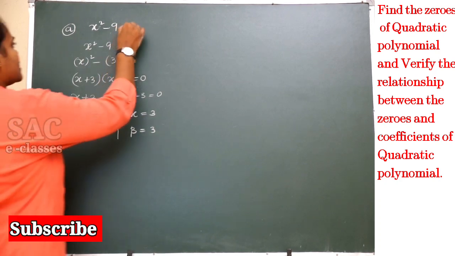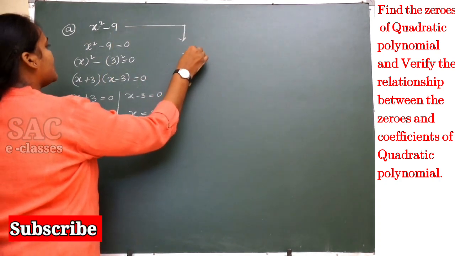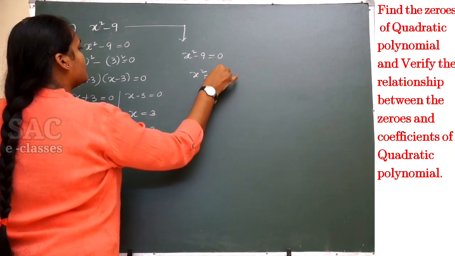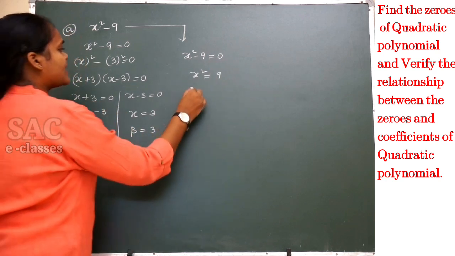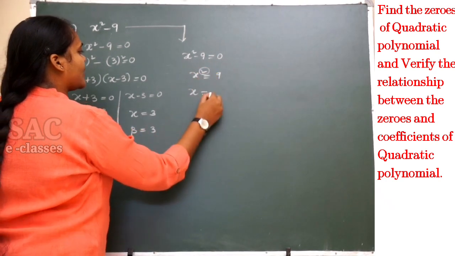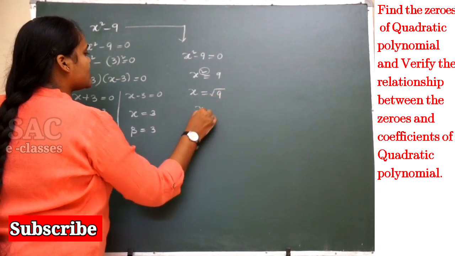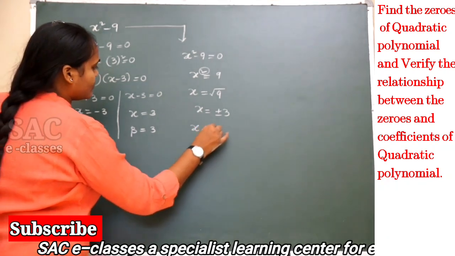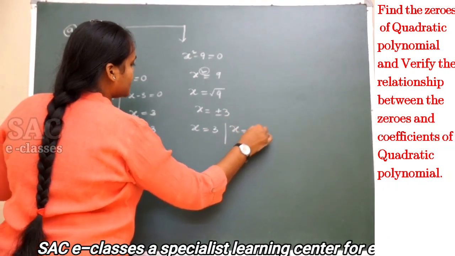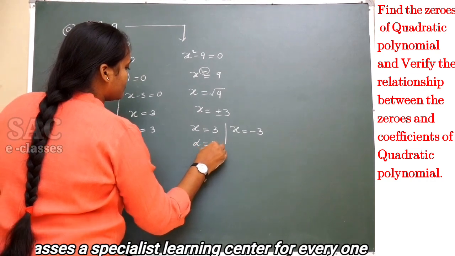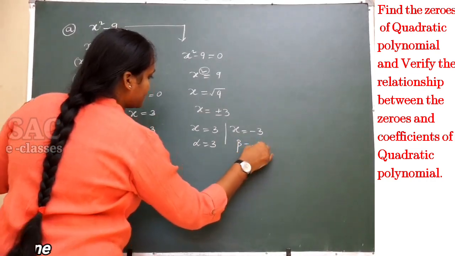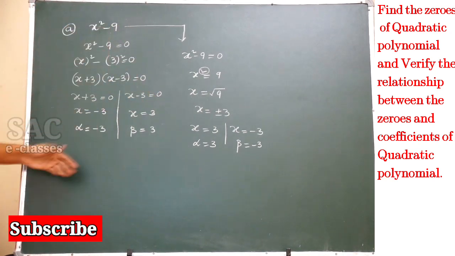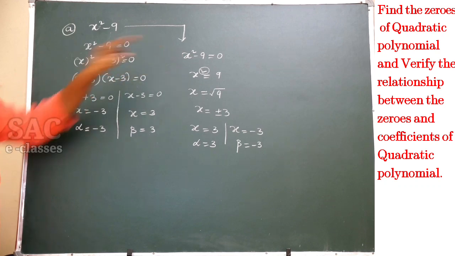This can be done like this also. Clearly x square minus 9 equal to 0. x square is equal to 0 plus 9, nothing but 9. x equal to, after transposing the square, it will become root, x equal to root 9 which is plus or minus 3. So x is equal to plus 3 and x is equal to minus 3, nothing but alpha equal to 3 and beta equal to minus 3. In any way we do, we get the same. But this one is the easiest one.